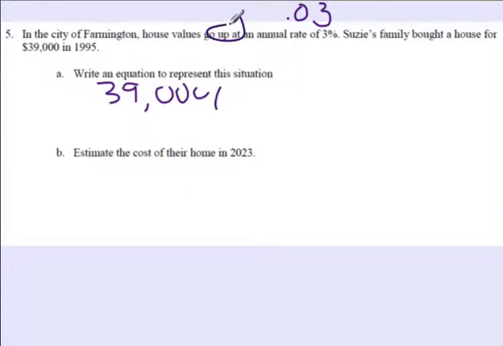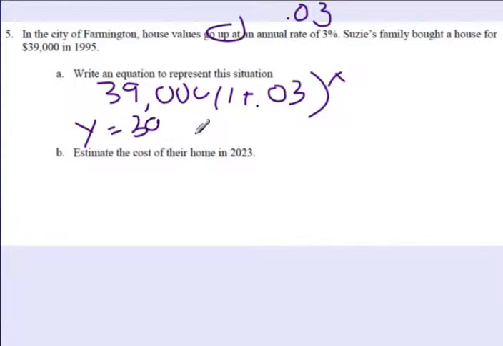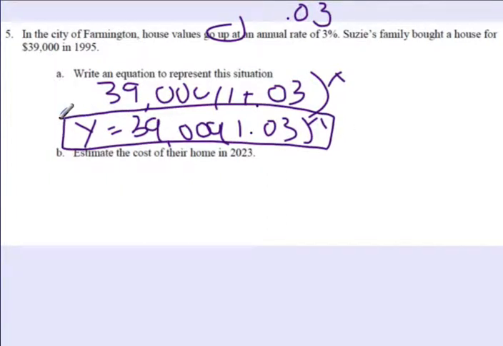And then it's going up, which implies exponential growth. So we're going to add that rate of 0.03, and we're going to raise it to some year power. So to write out that equation, I'm going to have 39,000, and then 1 plus 0.03 is 1.03 to the x power. So this right here is the equation that represents this situation. So now I need to figure out how many years passed between 2023 and 1995. So I'm going to take 2023 and subtract 1995. Now, when I do that, I end up getting 28 years.